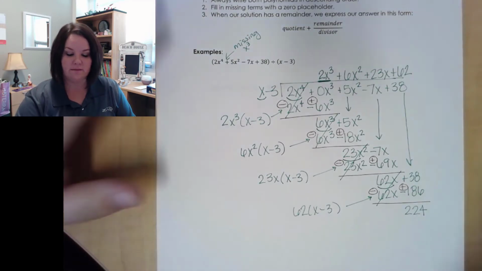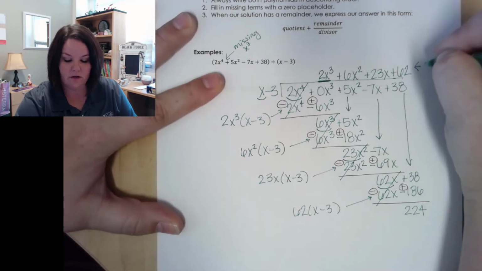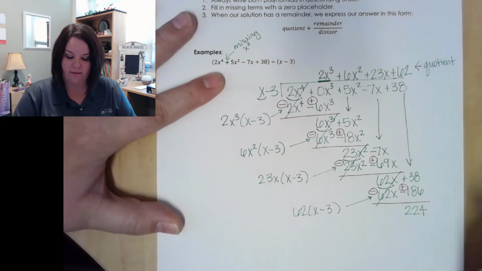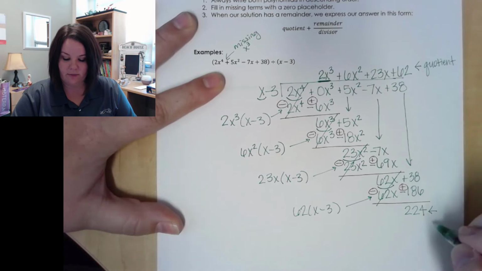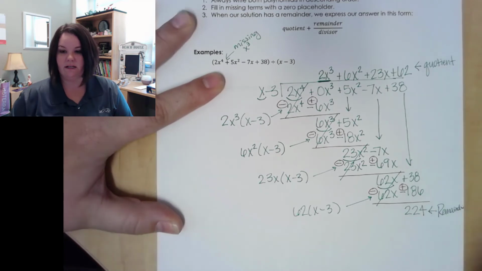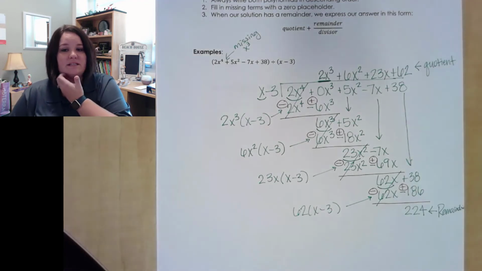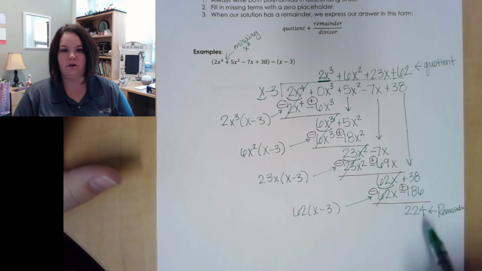Okay, so what this tells me is, remember, whatever is up here, this is my quotient. Whatever I am left over with, this is my remainder, right? I barely stuck it in there. Remainder.